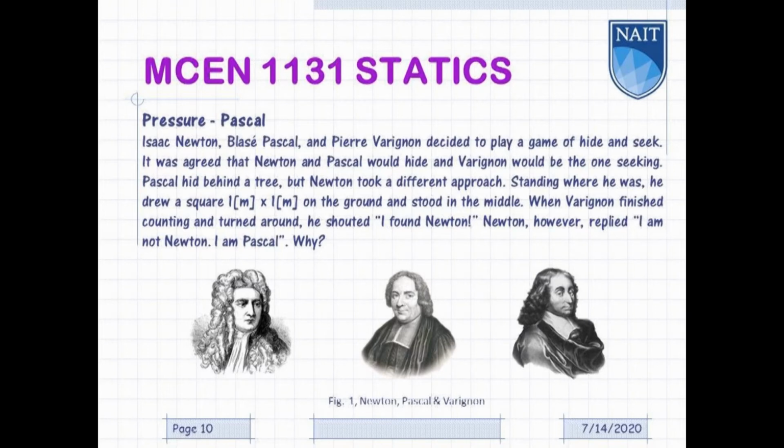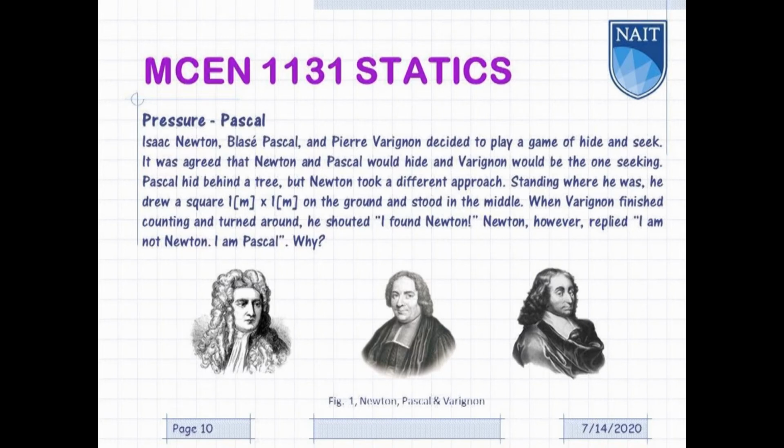Let's talk about pressure. Isaac Newton, Blaise Pascal, and Pierre Varignon decided to play a game of hide and seek. It was agreed that Newton and Pascal would hide and Varignon would be the one seeking. Pascal hid behind a tree, but Newton took a different approach. Standing where he was, he drew a 1 by 1 meter square on the ground and stood in the middle.